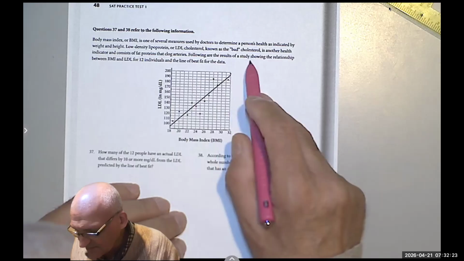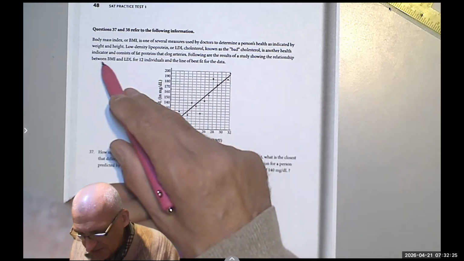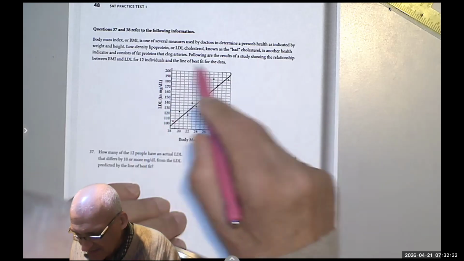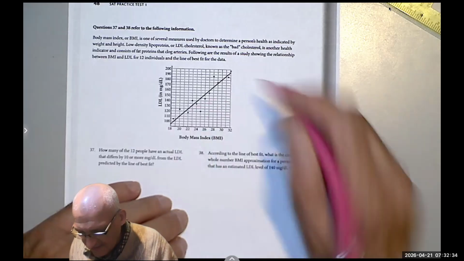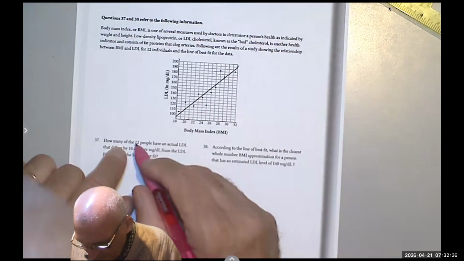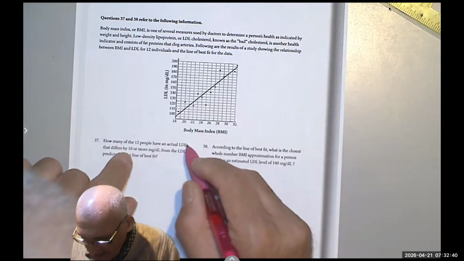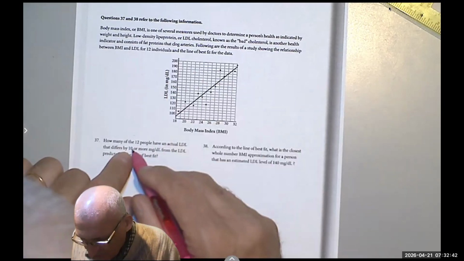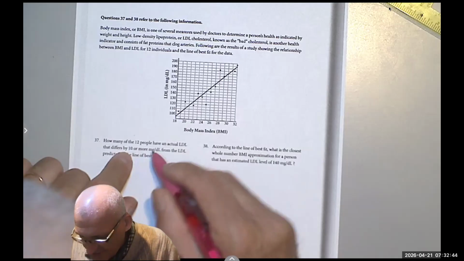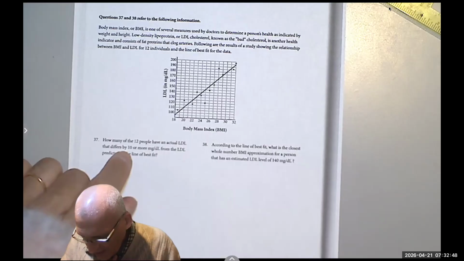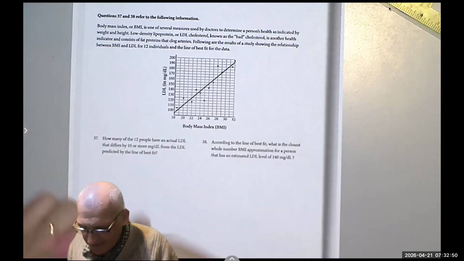Following are the results of a study showing the relationship between BMI and LDL for 12 patients, so I have 12 points, and the line of best fit for the data. How many of the 12 people have an actual LDL that differs by 10 or more milligrams per deciliter from the LDL predicted by the line?